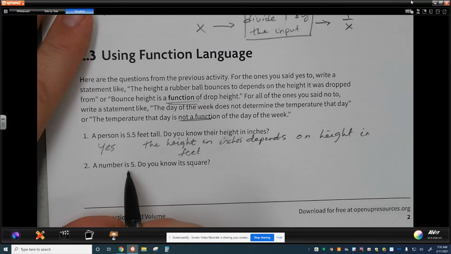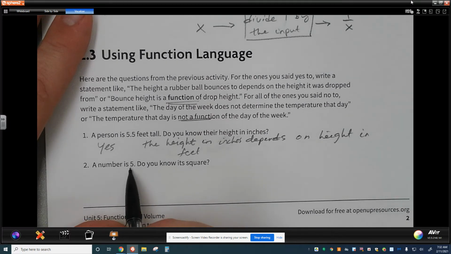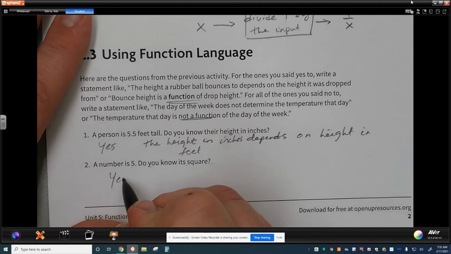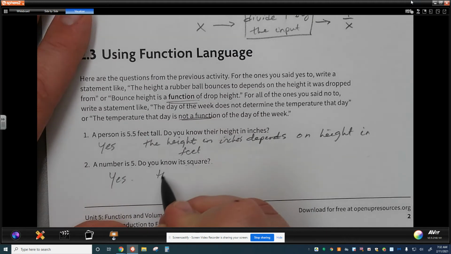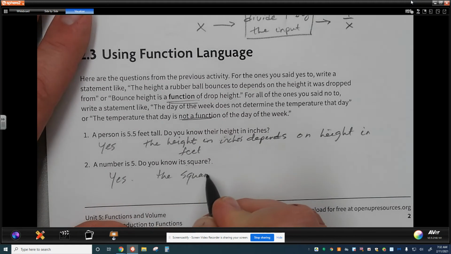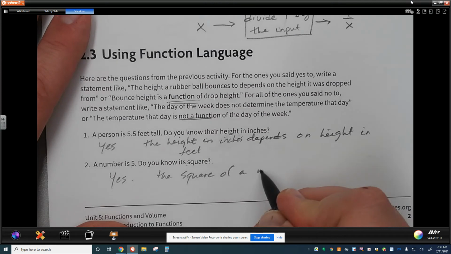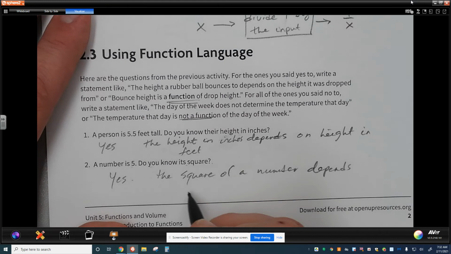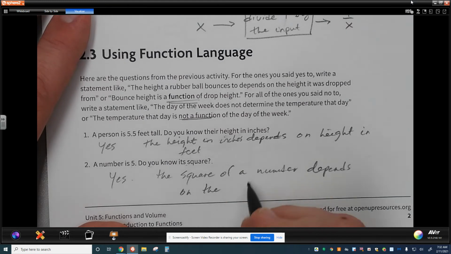A number is 5. Do you know its square? Yes. The square of a number depends on the number itself.